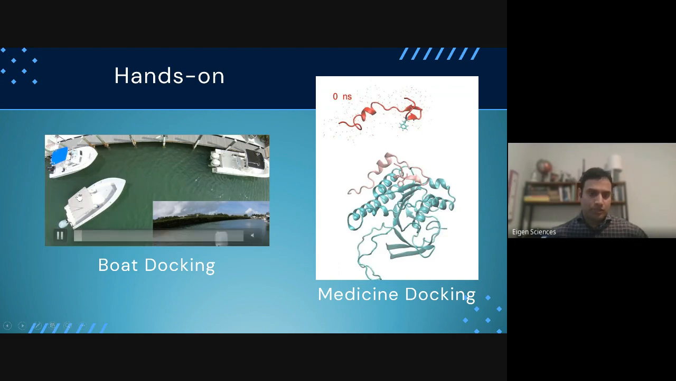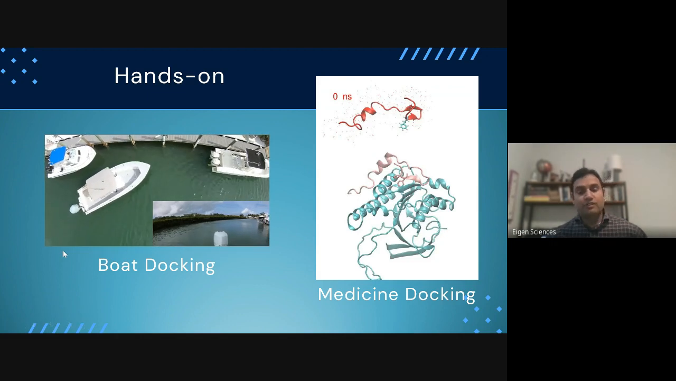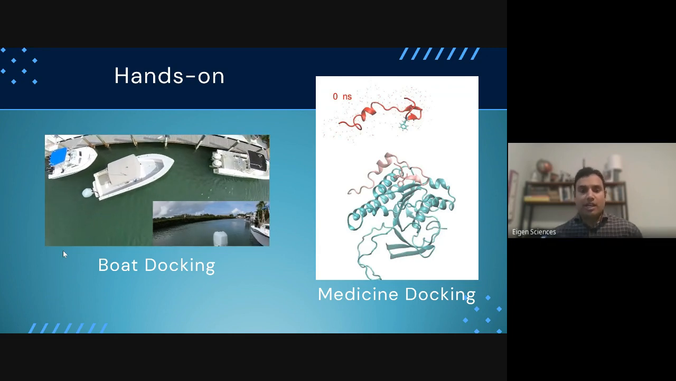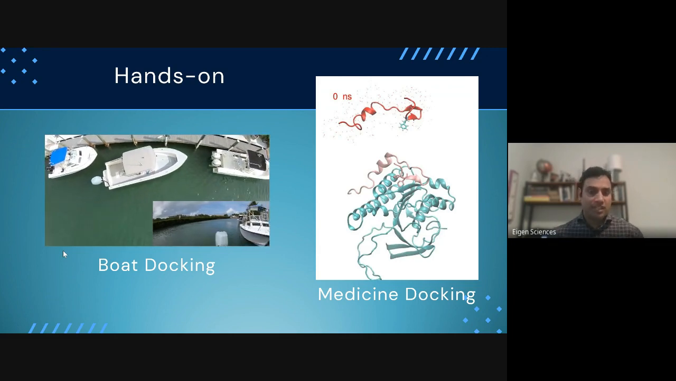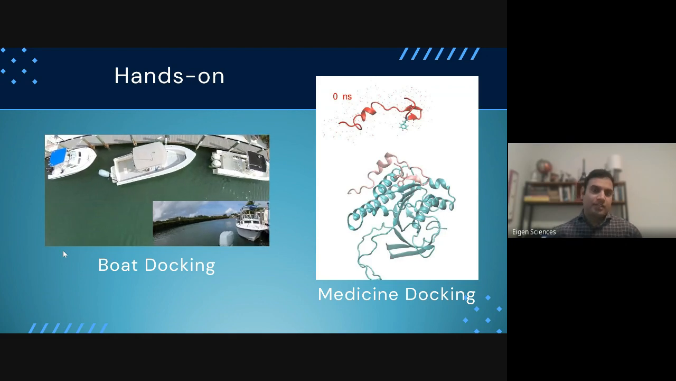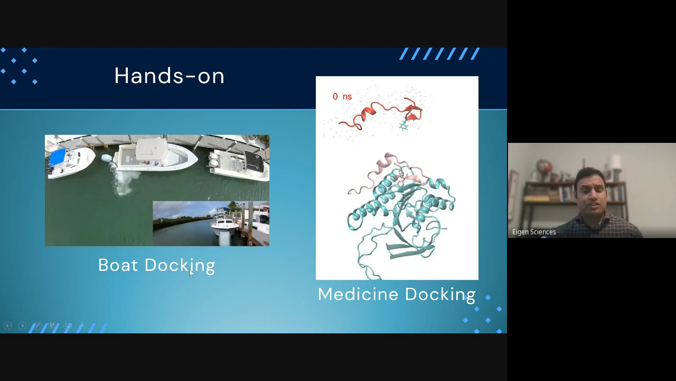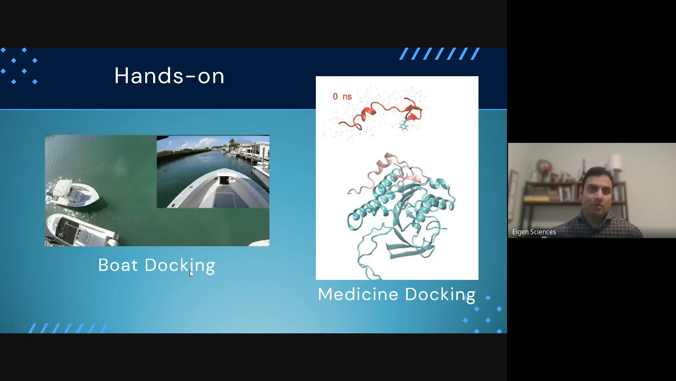So let me play this video. There is a boat, a beautiful white color boat, and it is docking in the dockyard. And the size of the boat is very important. If it is too big, obviously it will not fit, and if it is too small, we are wasting some of the space. A similar molecular docking concept is in the research world, especially in pharma or biotech companies. This is very common, which is called molecular docking.